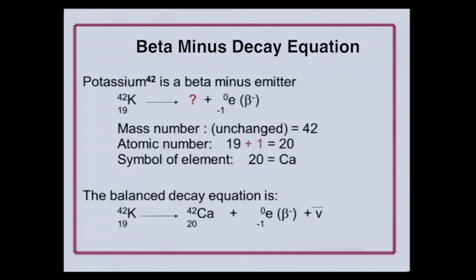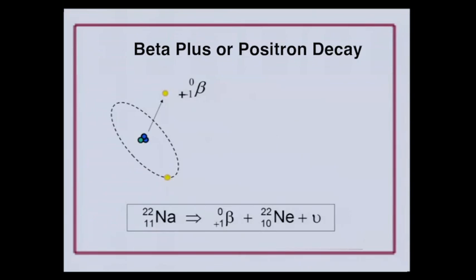Beta plus is very similar. With this reaction, though, we have a proton that is transmutating into a neutron. And in that transmutation, a beta plus is emitted. Some texts, including Goldnick, refer to that beta plus as a positron. Now, that's really not accurate.